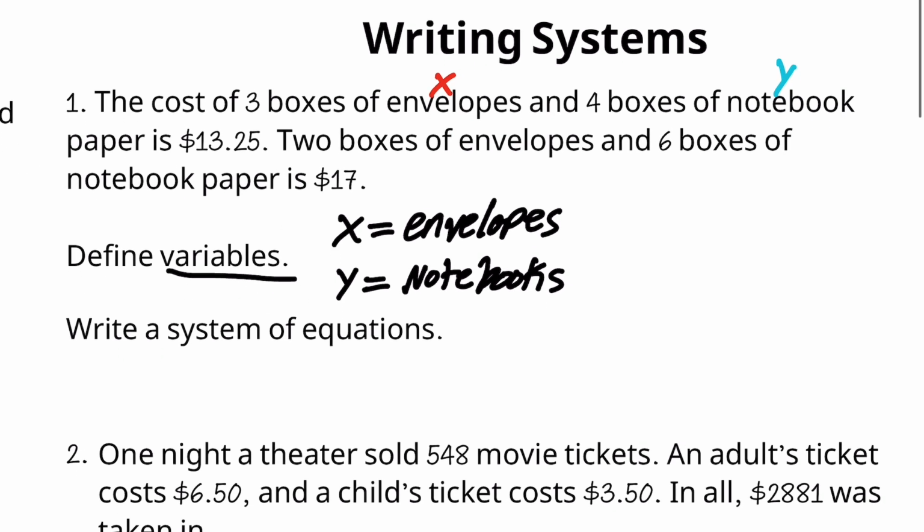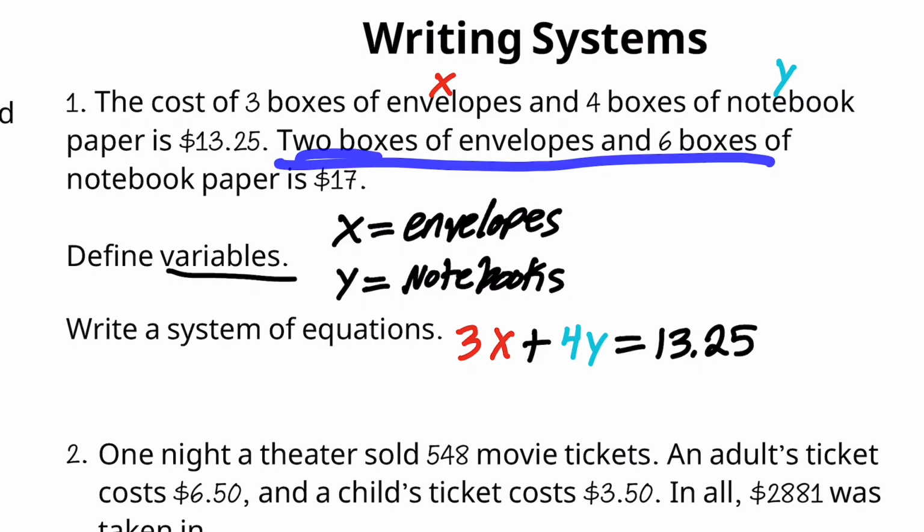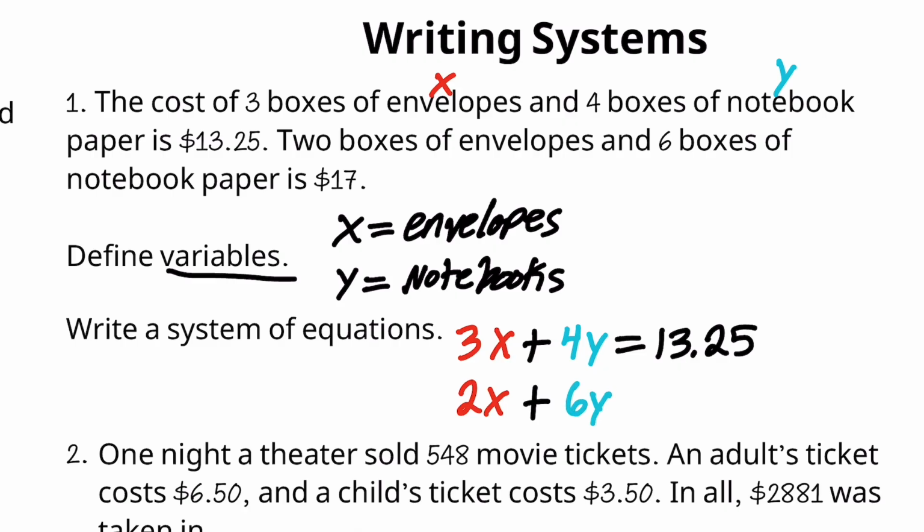So let's write my first equation. 3x plus 4y equals a total of 13.25. Let's take a look at my second sentence. 2 boxes of envelopes, 6 boxes of notebook paper. Okay, so 2x plus 6y gives us a total cost of $17. And there we go. That is my system of equations.